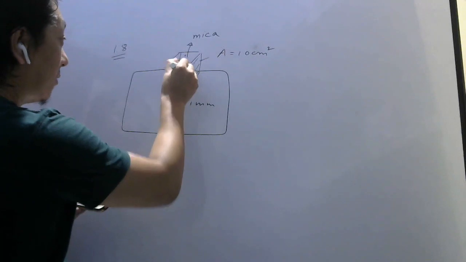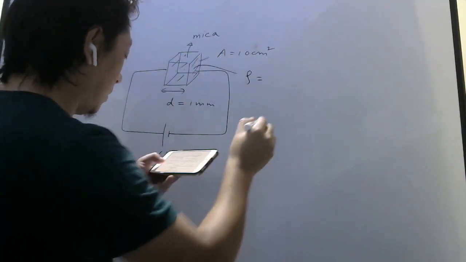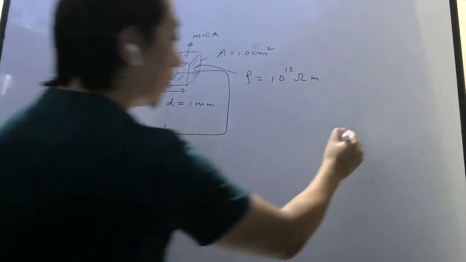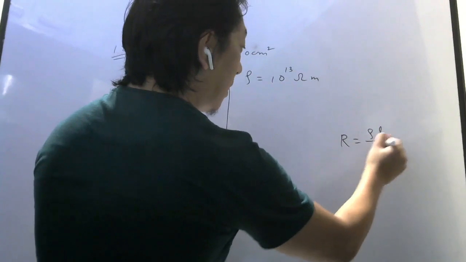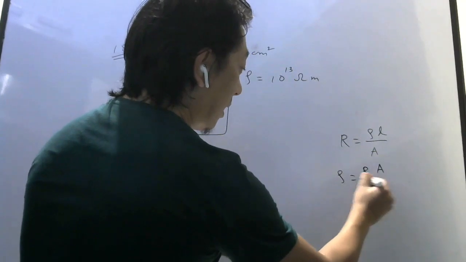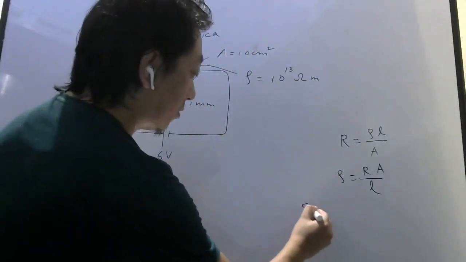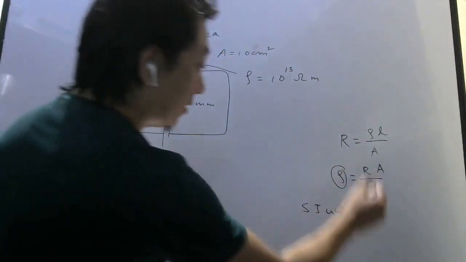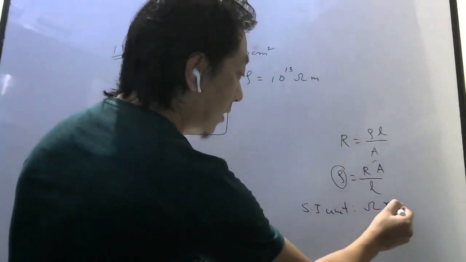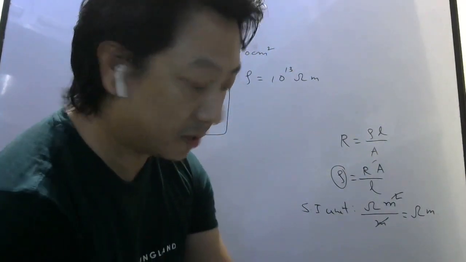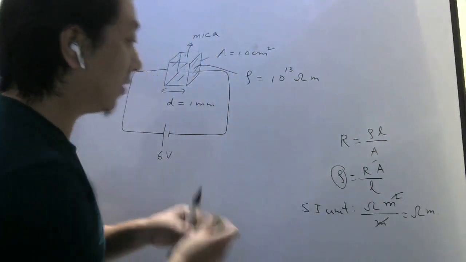The resistivity of mica, we write rho, is 10 to the power 13, and the unit is ohm meter. Why is the unit ohm meter? We know R is rho L by A, correct? So resistivity from here is R A by L. So what will be the unit? This can be asked for 1 mark in the board exam. What is the unit of resistivity? Resistance is ohm, area will be meter square, length is meter, meter cancels. So it will be ohm meter. Please remember this unit of resistivity.